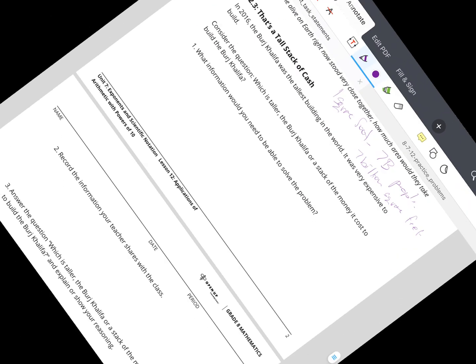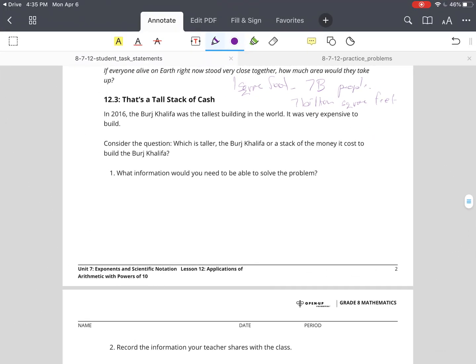In 2016, the Burj Khalifa was the tallest building in the world. It was very expensive to build. You don't say. Consider the question: which is taller, the Burj Khalifa or a stack of money it costs to build the Burj Khalifa? So what information would you need to be able to solve the problem? You need to know the height of the building and the thickness of a bill. Like a money bill, right?